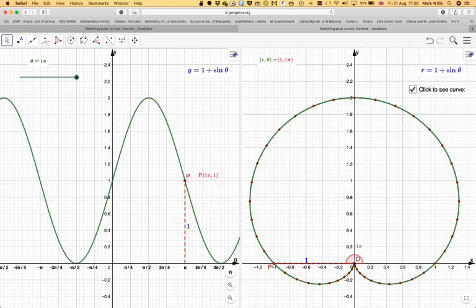This is quite an easy one. This is called a cardioid because it's shaped a bit like a heart. So you get some quite interesting looking curves doing this. You have to be a bit careful sometimes because sometimes r becomes negative. And we'll look at one of those in a minute.